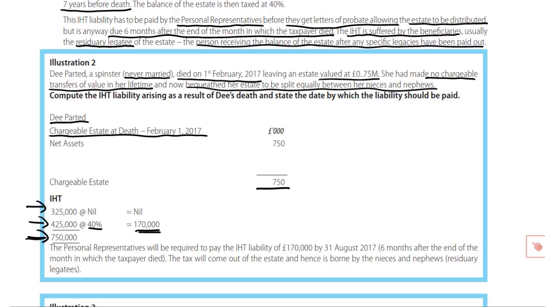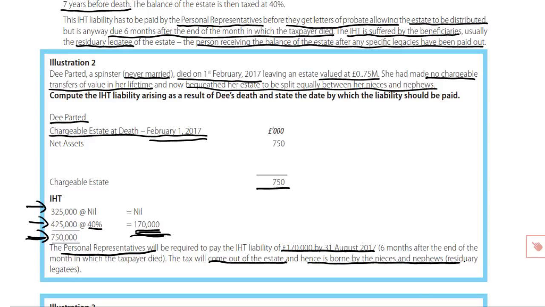Remember who has to pay it? It's the personal representatives. When do they have to pay it? Within 6 months of the end of the month in which the taxpayer died. That was February 2017. Therefore, the £170,000 tax will have to be paid by the 31st of August 2017, 6 months after the end of the month in which the taxpayer died. The tax, as we said, will come out of the estate and hence is borne by the beneficiaries, the nieces and nephews. They are, as it were, the residual legatees. There is no specific residual legatee.